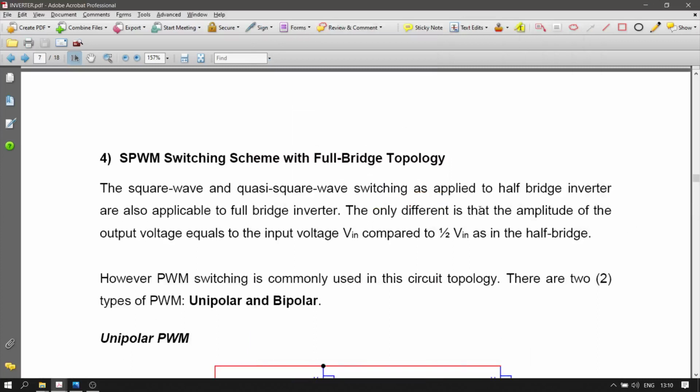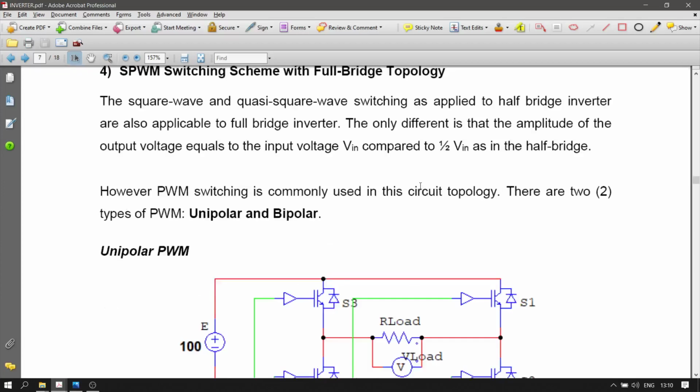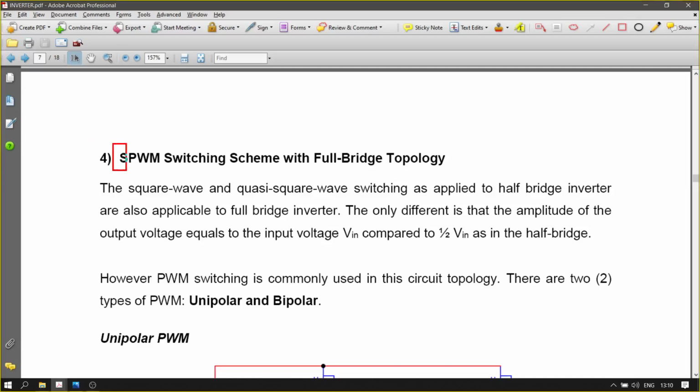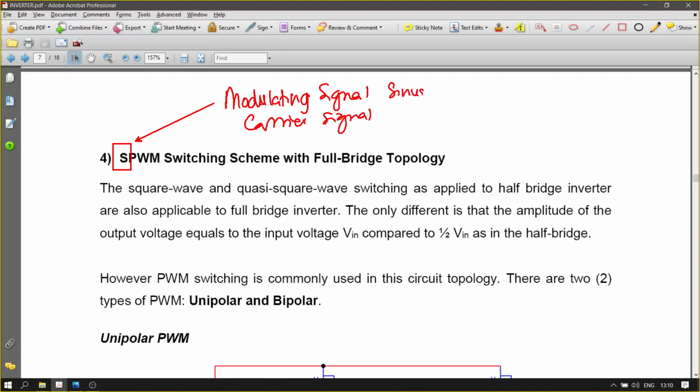Okay, for the SPWM switching scheme with full bridge topology. SPWM is sinusoidal pulse width modulation. Why is it sinusoidal? Because the modulating signal is a sinusoidal signal. Remember, we have a modulating signal and a carrier signal, isn't it? Since the modulating signal is a sinusoidal signal, it is known as an SPWM switching scheme. The carrier signal can be a triangular waveform.